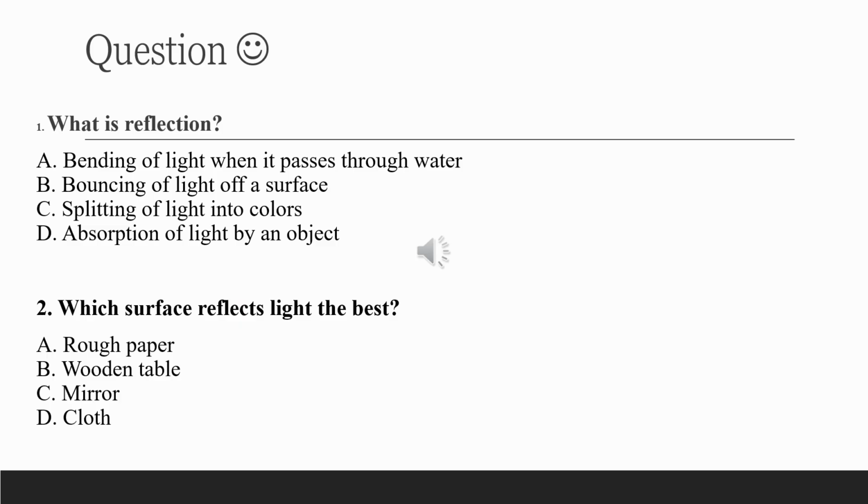Okay, students, so now I have two questions. Can you tell me what is reflection? Yes, the answer is bouncing of light off a surface. Next, which surface reflects light the best? Is it rough paper, wooden table, a mirror, or cloth? Yes, it's the mirror.